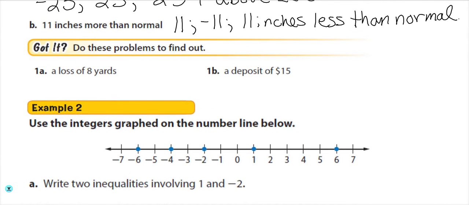Okay, so let's take a look at the guided question. Go ahead and pause it, try these on your own, and come back to me as soon as you're ready. All right, let's take a look.